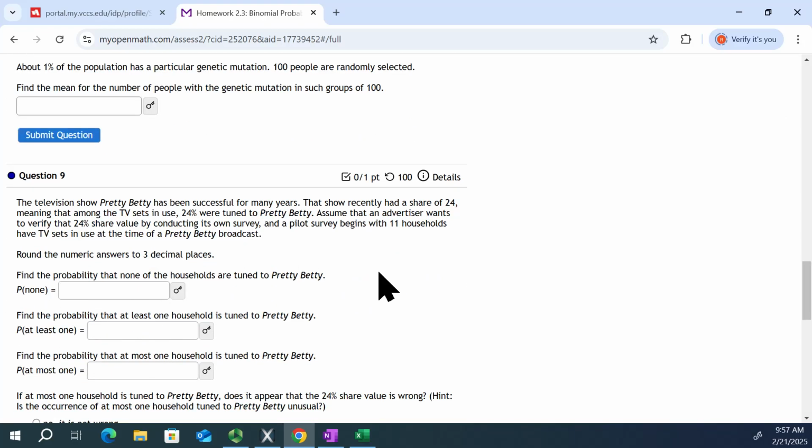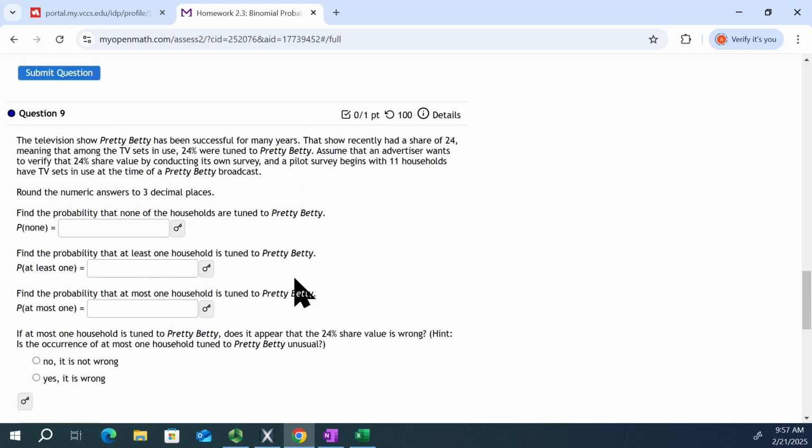And this is more of that, a share of 24. 24% of sets were tuned to Pretty Betty.